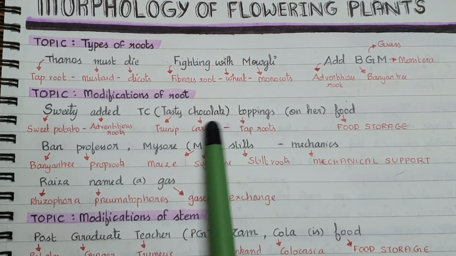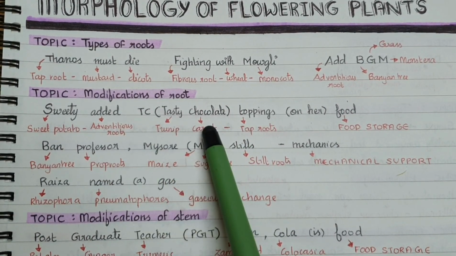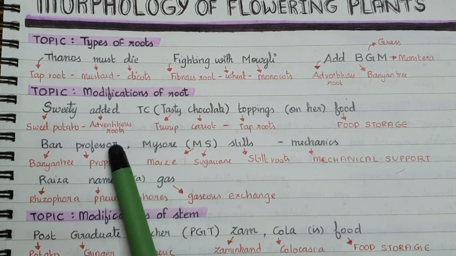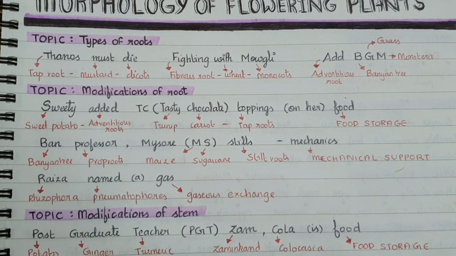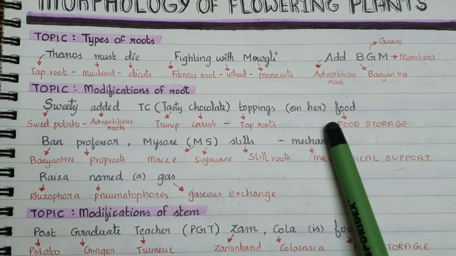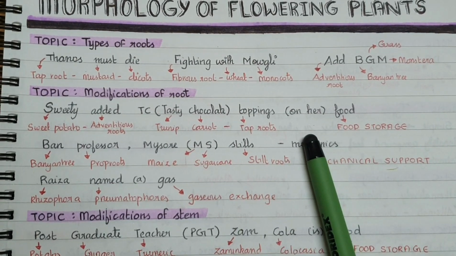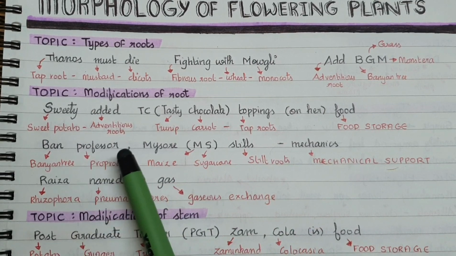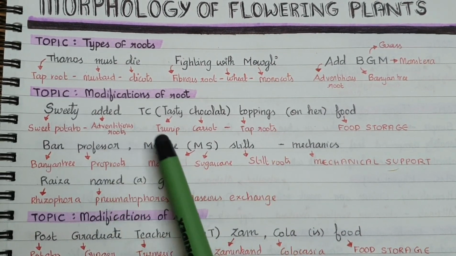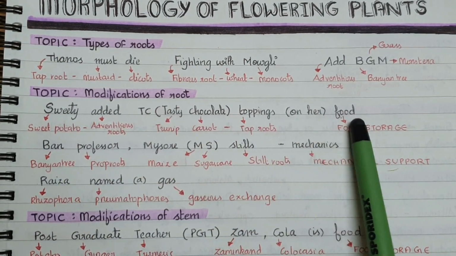So the main motive behind this trick is that you will get confused whether turnip and carrot are adventitious root or tap root. The question will be like select the correct option from the following, and one of the options will be sweet potato is a tap root which stores food. When you see this stores food, you will just take it as the correct answer, but it's not, because sweet potato is adventitious root and not tap root. So in that case, this trick will be really helpful for you. Sweetie added tasty chocolate toppings on her food.